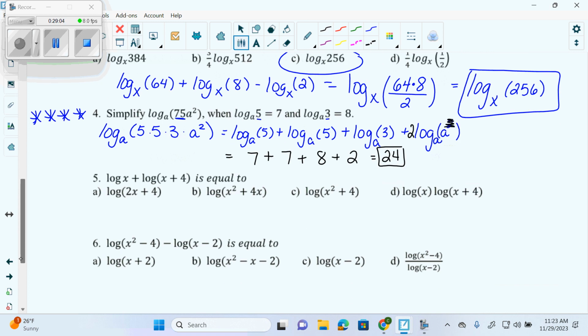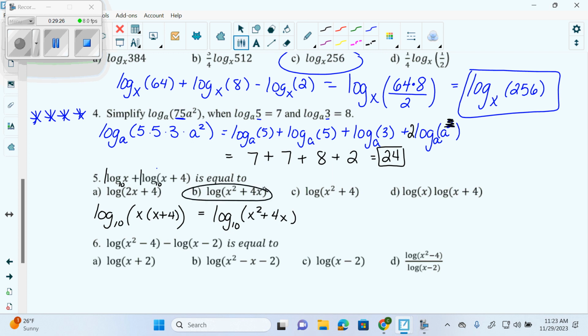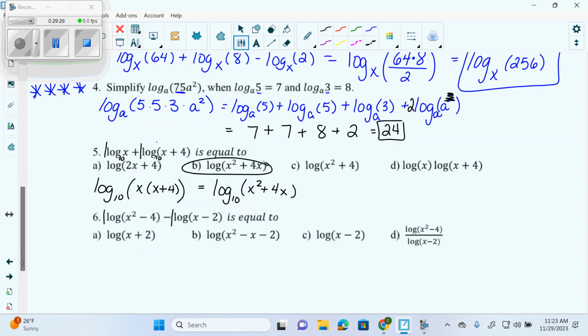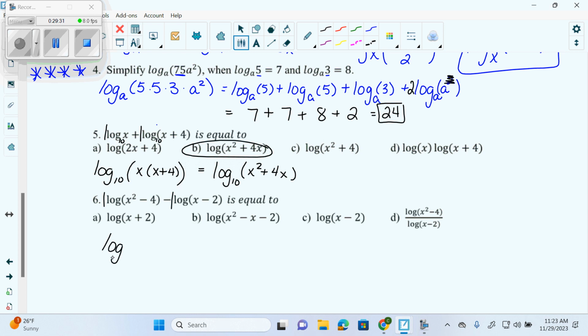Then these have plus 1s in front. And they're base 10. I put the 10 in so I remind myself that they're the same base and I can put them together. So I get log base 10. The x and the x plus 4 are both in the numerator. So I just get log base 10 of x squared plus 4x, which is b. This is a plus 1, this is a minus 1. So I'm going to get log base 10, so I see that they're the same. Base 10, x squared minus 4 in the numerator, x minus 2 in the denominator.